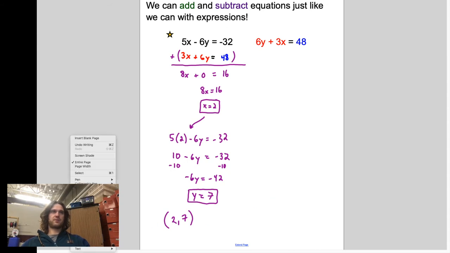So what are the steps that we used to solve our system? Step 1 is line up like terms in both equations.